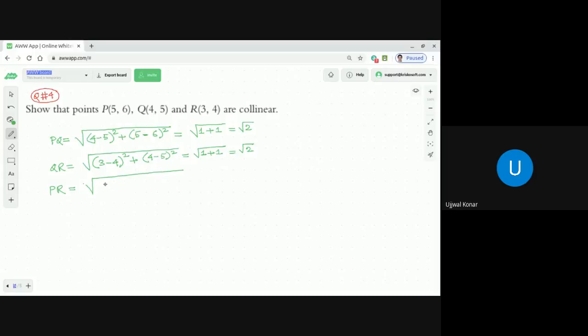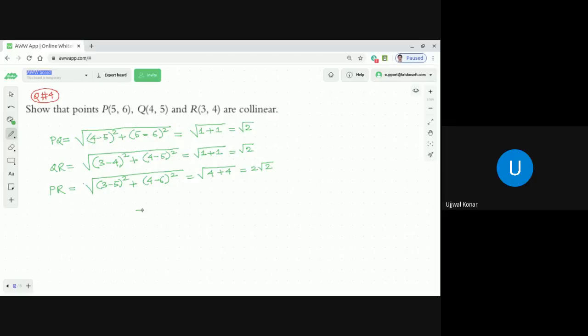So PR should be square root of 3 minus 5 whole square plus 4 minus 6 whole square. That is equal to square root of, 3 minus 5 is what? Minus 2, whole square is 4. Plus 4 minus 6, minus 2 whole square is 4. So, sir, the points are collinear. Yes. Why are they collinear?